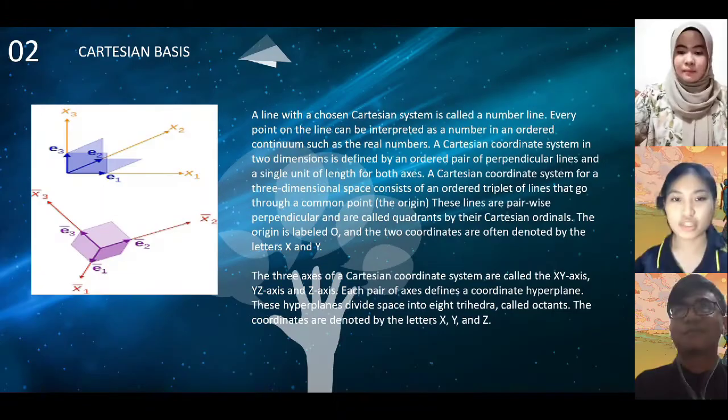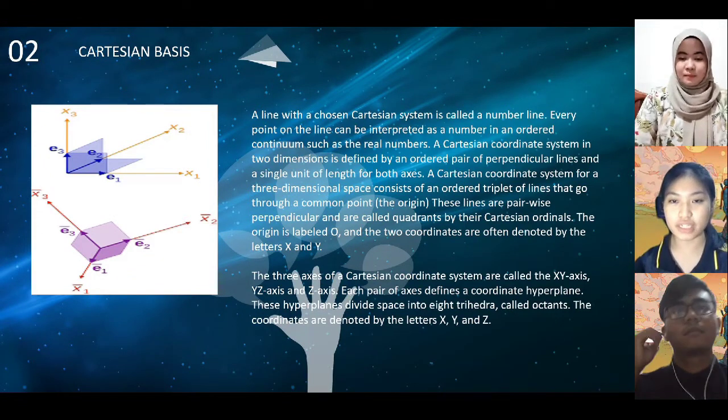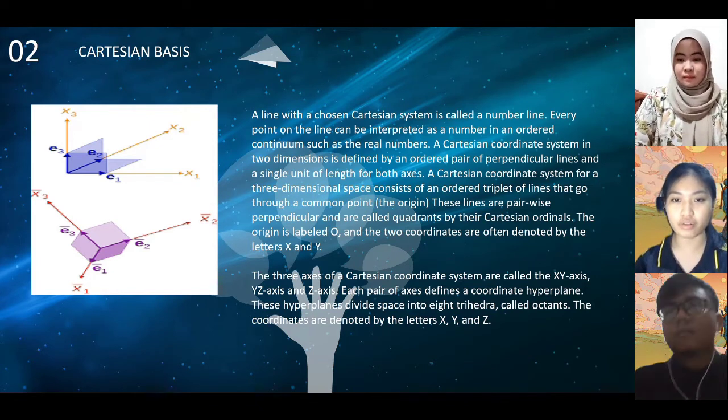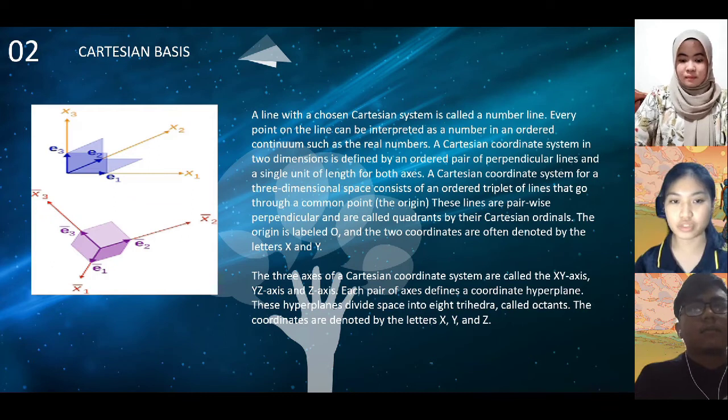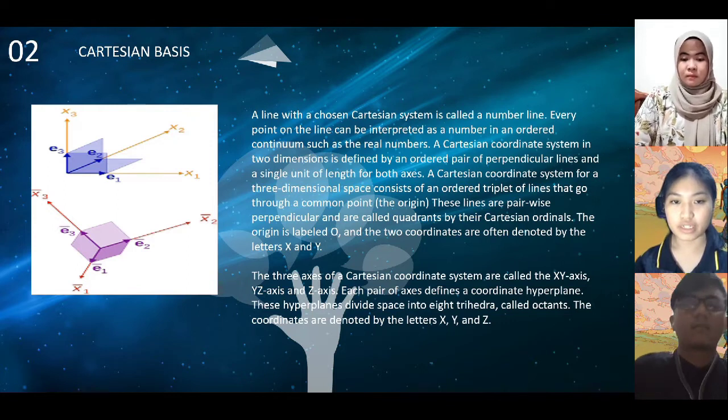A line with a chosen partition system is called a number line. Every point of the line can be interpreted as a number in an ordered continuum, such as the real numbers. A Cartesian coordinate system in two dimensions is defined by an ordered pair of perpendicular lines and a single unit of length for both axes. The Cartesian coordinate system for three-dimensional space consists of an ordered triplet of lines that go through a common point.